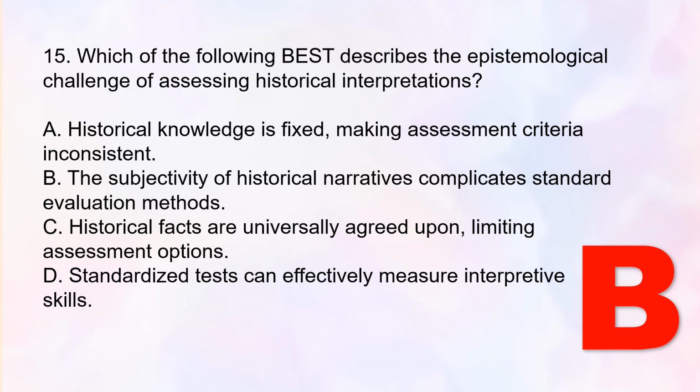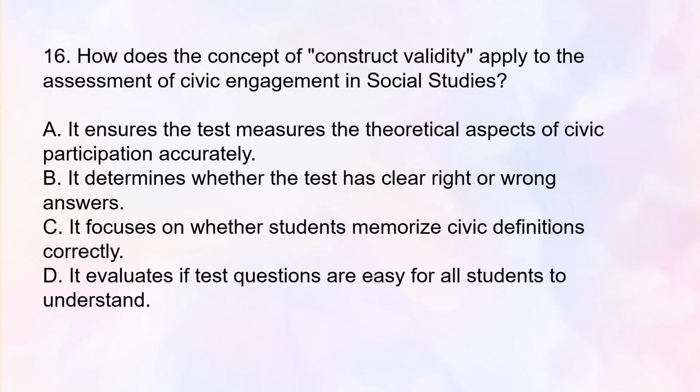Number 16. How does the concept of construct validity apply to assessment of civic engagement in social studies? Letter A, it ensures the test measures the theoretical aspects of civic participation accurately. Letter B, it determines whether the test has clear right or wrong answers. Letter C, it focuses on whether students memorize civic definitions correctly. Or letter D, it evaluates if test questions are easy for all students to understand.